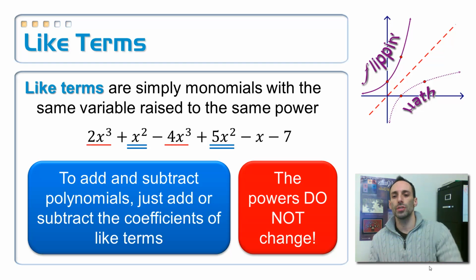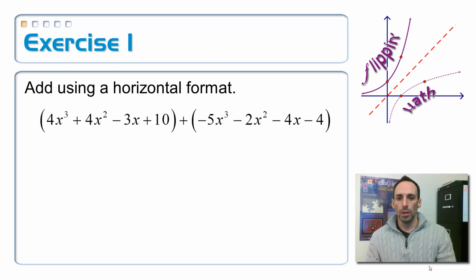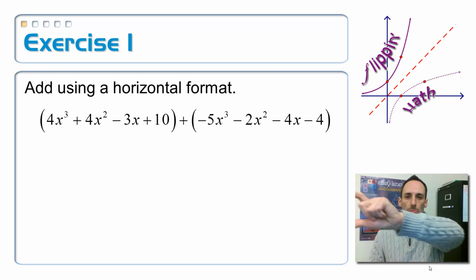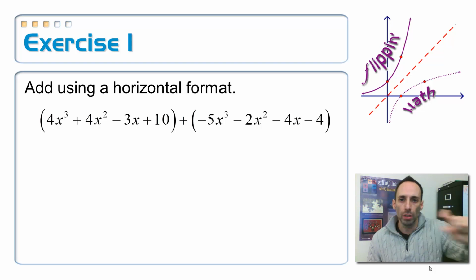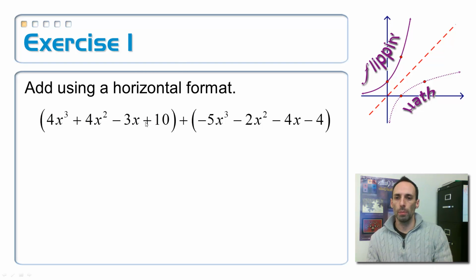Okay, so here's another set here. The 2x cubed is a like term with a negative 4x cubed, right? And if I were going to add those two together, I just combine the coefficients, 2 minus the 4, it's a negative 2. Okay, so let's add these things in what I call a horizontal format. Horizontal just means it's in a line going across your page right here, okay? We'll see it in a vertical format in just a second.